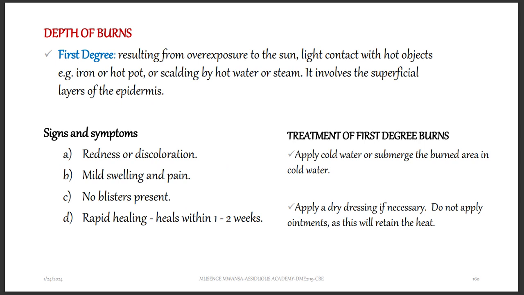How do you treat first degree burns? You apply cold water or submerge the burnt area in cold water. Apply a dry dressing if necessary. Do not apply ointments. Don't start applying oil or Vaseline or something like that. That will retain the heat. Instead of the heat moving away, the heat will still be there on the portion that has been burnt.